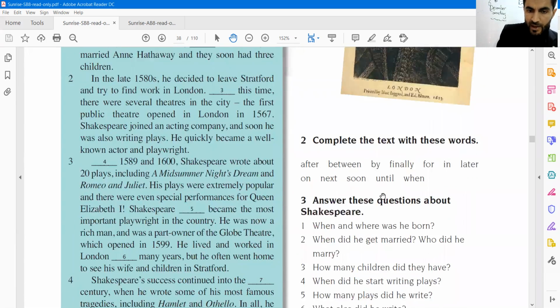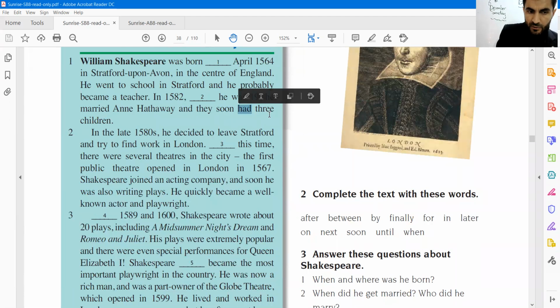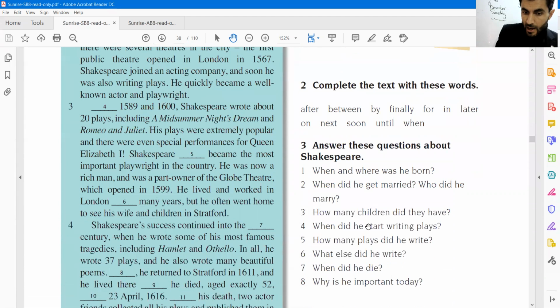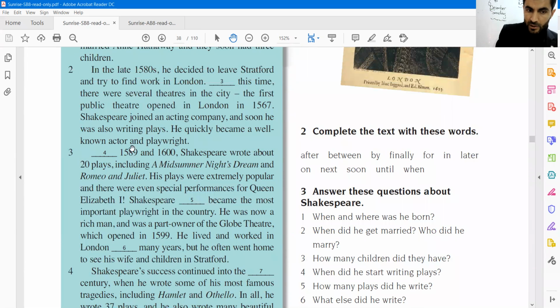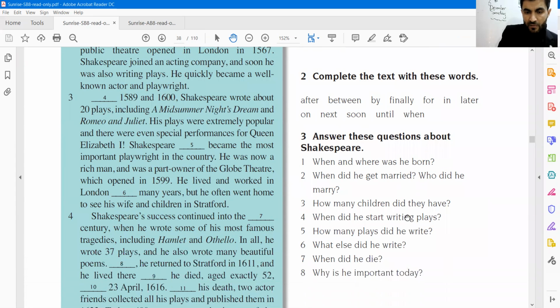How many children did they have? Well, they had 3 children. Okay, when did he start writing plays? He started writing plays between 1589 and 1600. So you can say he started writing plays in the late 1590s. So you can answer in many different ways.